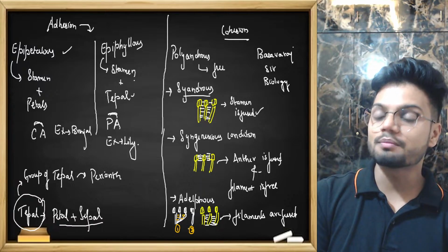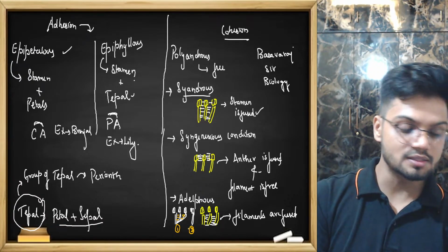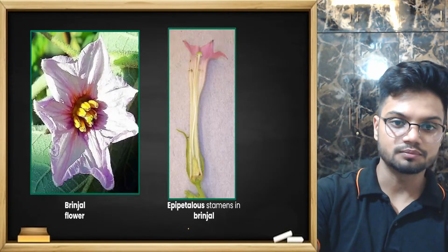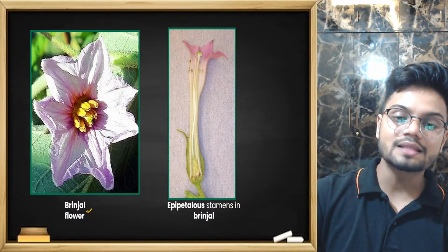Now, what if they are fused in many bundles? That is called polyadelphous condition. Understand the difference. Polyadelphous condition. Now, based on that, we have brinjal, that is epipetalous condition.